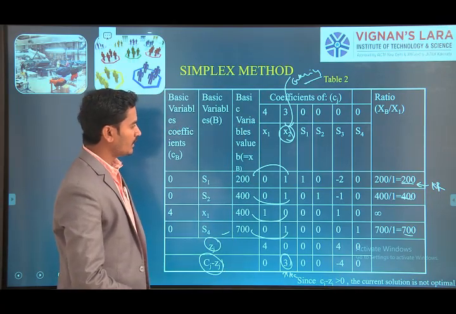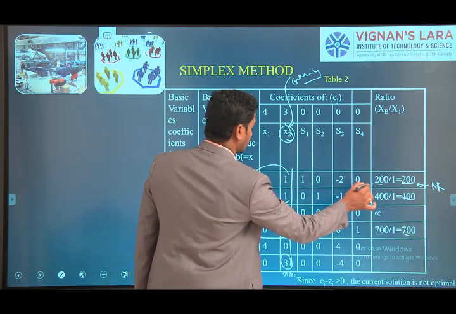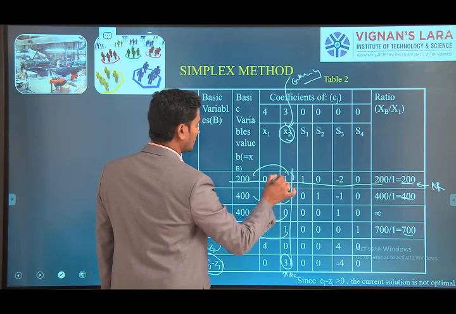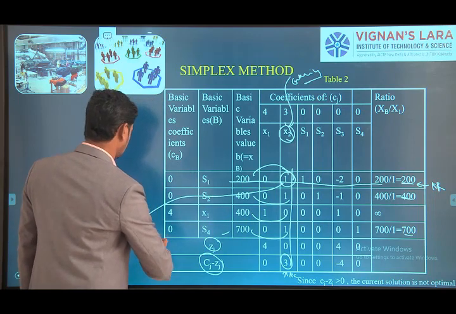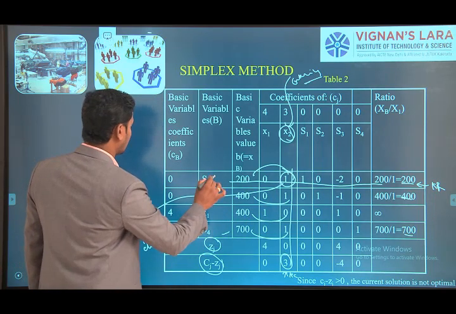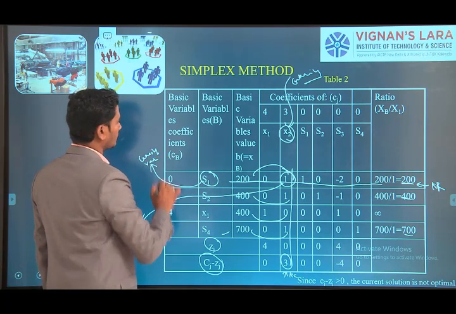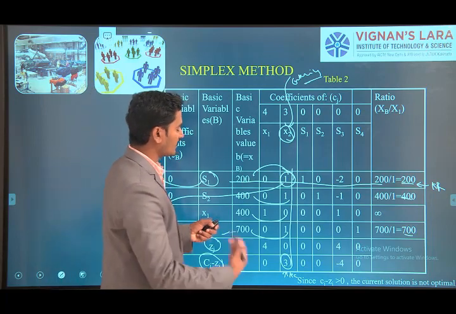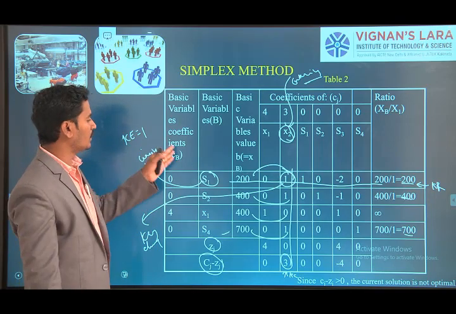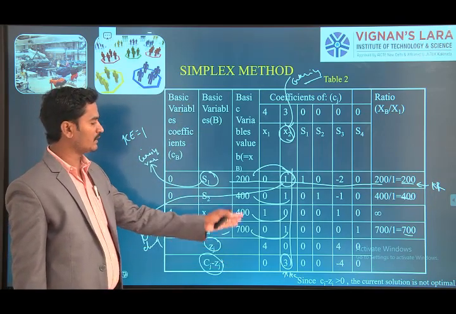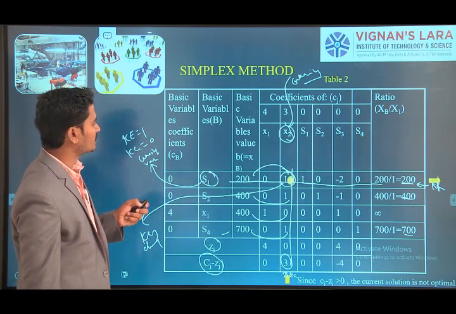Now we are going to find the key element. Which one is the key element? The combined point, where these two meet, is the key element, and S1 is called the leaving variable. What is the rule for the next iteration? The key element value has to become 1, and all the remaining values in this key column have to become 0 for the next iteration, by applying the iteration method.